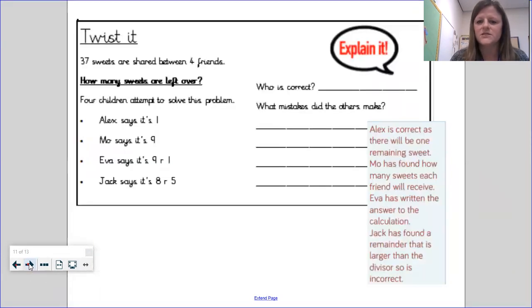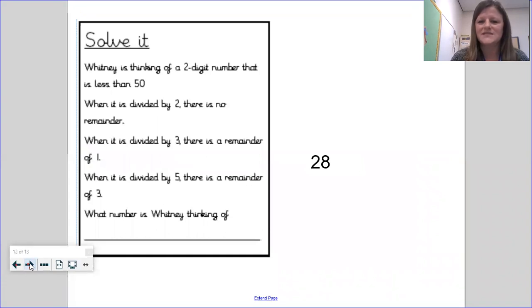Okay, there's your answer to the twist-it. So pause it so you can check the answer. And then 28 is the answer to the solve-it.